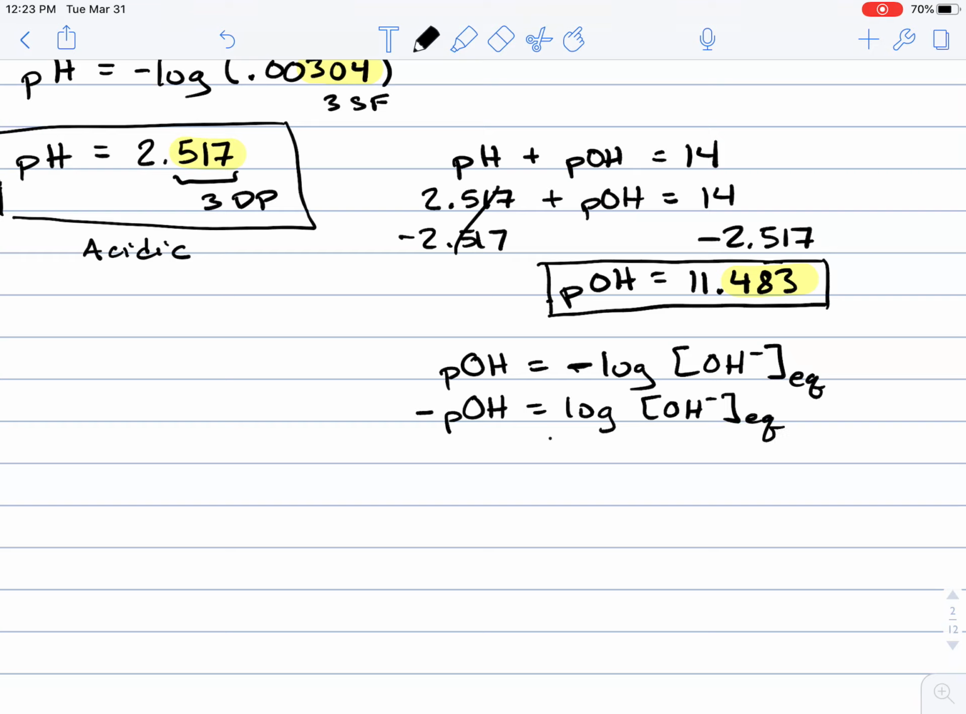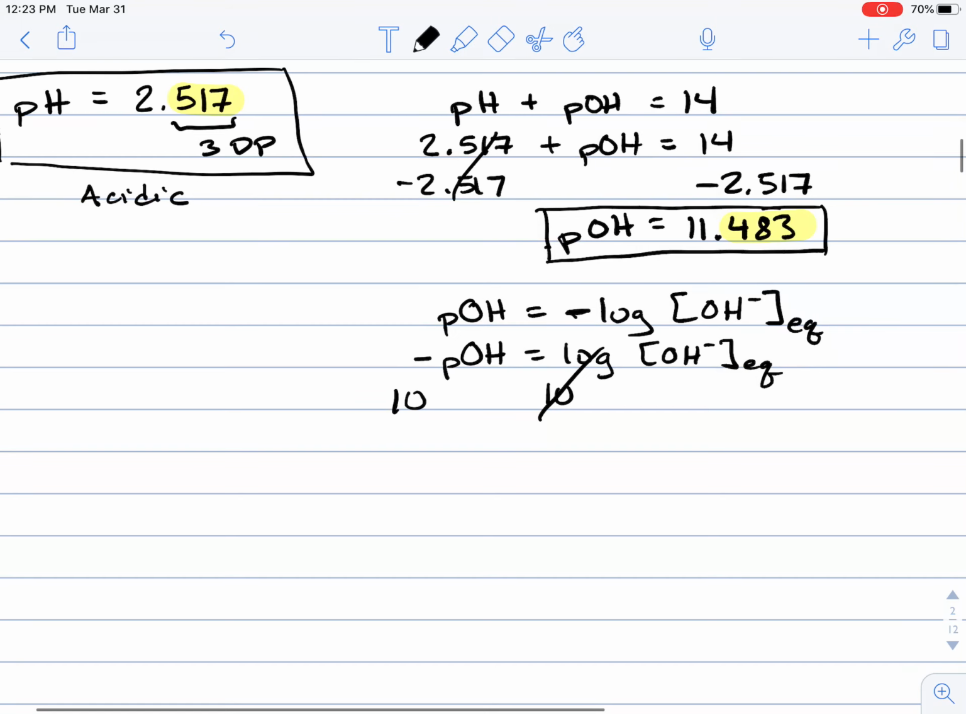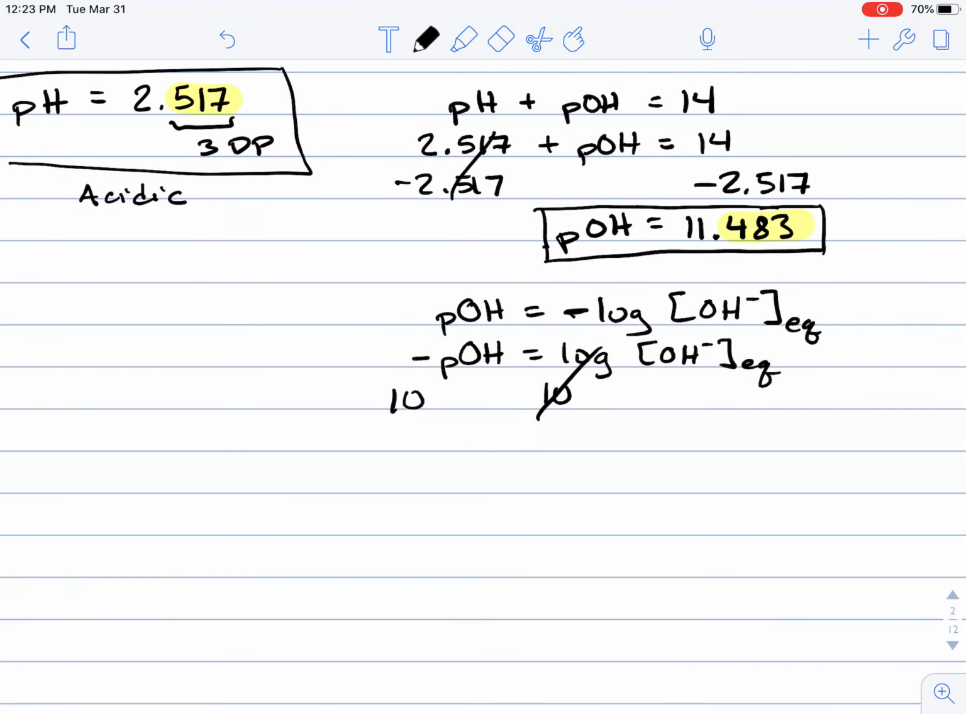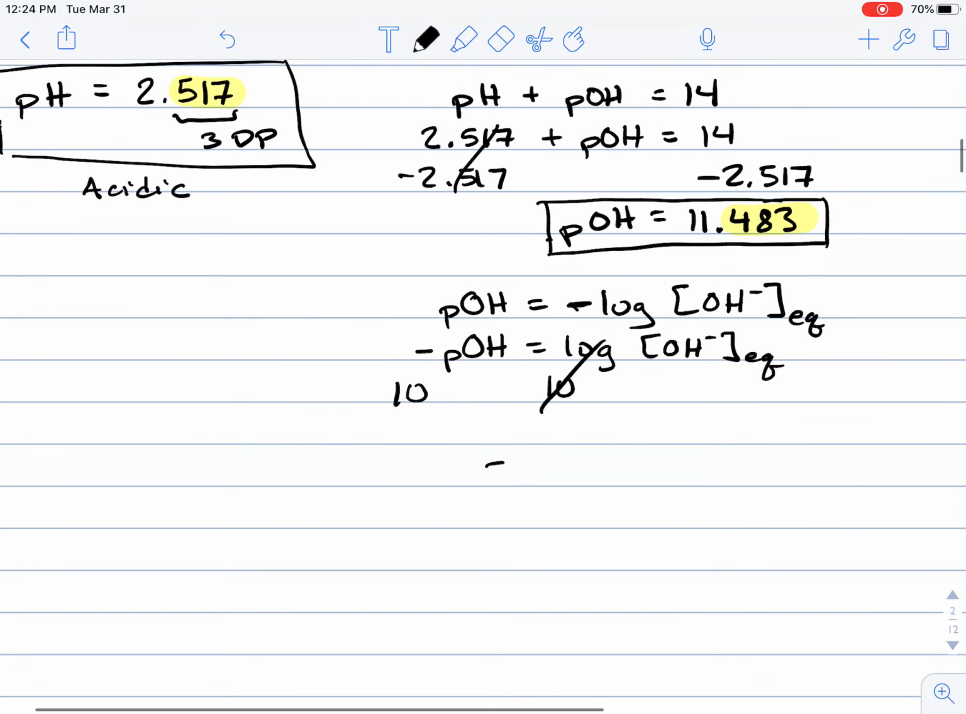And so to get rid of the log, we're going to raise it to the base 10 power on both sides, and that's going to cancel the log. Just think of logs and base 10s like an operation, like multiplication and division. They're simply opposites of each other. To cancel out a log, you need to raise it to the base 10. What we have left over is a specific equation: the concentration of OH minus at equilibrium is equal to 10 to the negative pOH.